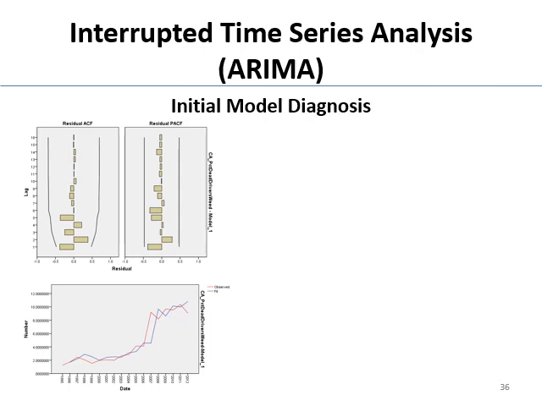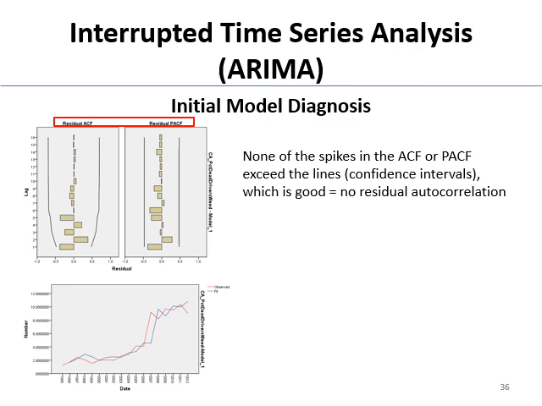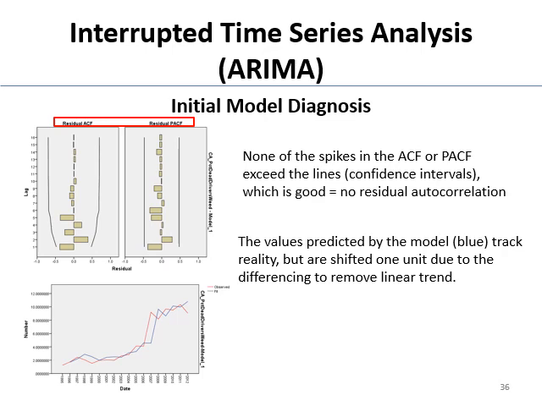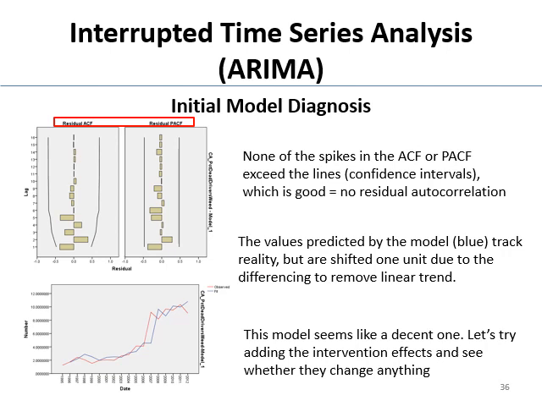So we look at those, none of the spikes in the ACF or PACF exceed the lines. Those are called confidence intervals, and that's good. So there's no residual autocorrelation. And the values that are predicted by the model, the blue line, track reality, but they are shifted one unit due to differencing. And that was done to remove linear trend. That was a slow increasing trend. So this model seems like it's okay. Let's add our intervention effects to see if they change anything.